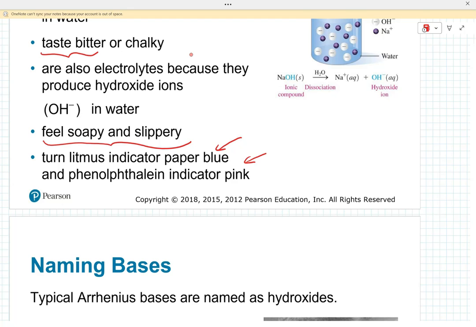Can really strong bases be just as corrosive to metals as strong acids? Not to metals, no. Not to metals. There are, so that's a good question.